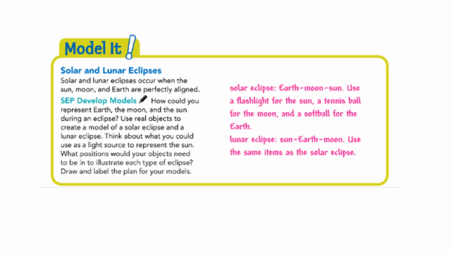So, for an idea, for a solar eclipse, Earth, Moon, Sun, you could use a flashlight for the sun, a tennis ball for the moon, and a softball for the Earth. For a lunar eclipse, Sun, Earth, Moon, you could use the same items as the solar eclipse. So then we would use the sun, and then the softball, and then the tennis ball.